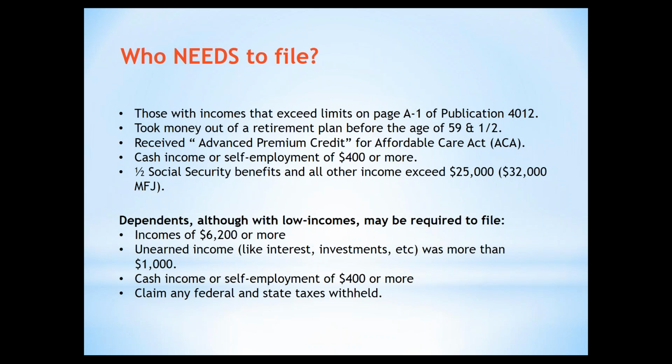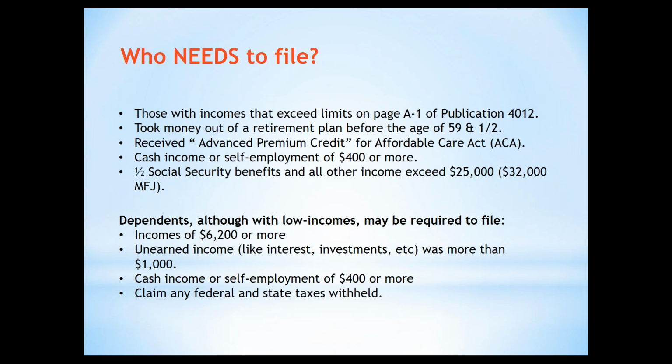If you're receiving Social Security benefits that exceed $25,000, or if you're married filing joint, $32,000, you're supposed to be filing a tax return. If there's any sort of advanced premium tax credit or anything that's purchased for insurance through the marketplace, which we will get into more information later on, then you're supposed to file a tax return. And also if you take any sort of distribution of a retirement or a pension plan, an annuity, and you're not 59 and a half, then you're supposed to file a tax return.